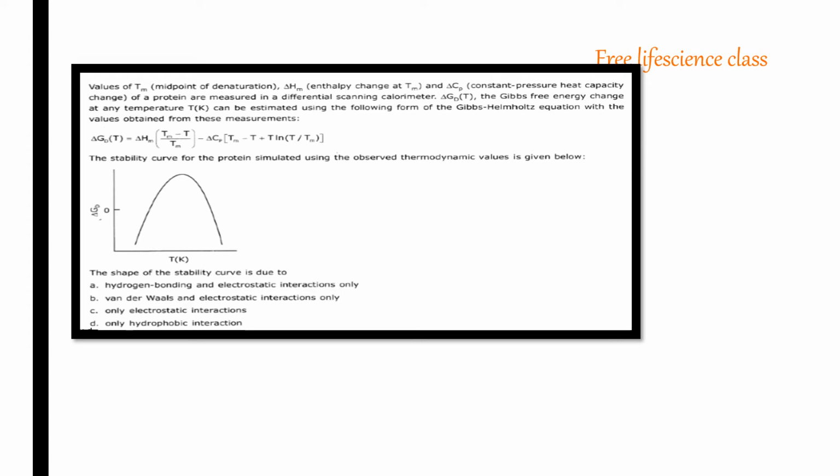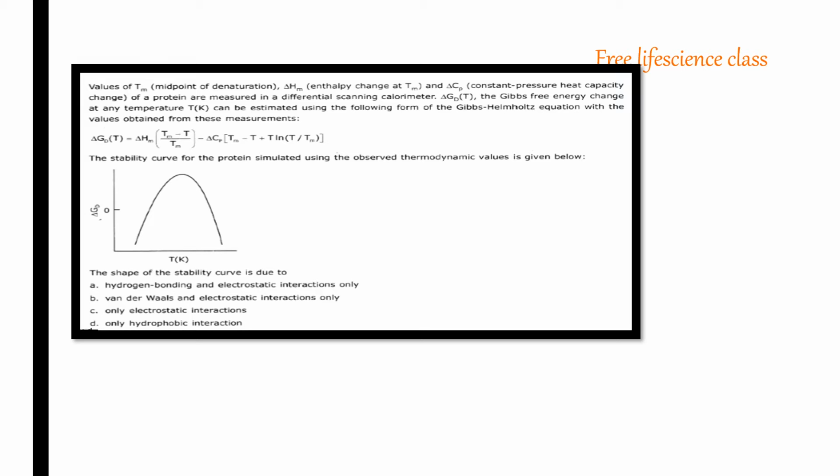Values of Tm, delta Hm and delta Cp of a protein are measured in a differential scanning calorimeter, and delta G, the Gibbs free energy change at any temperature, can be estimated using the following form of the Gibbs-Helmholtz equation with the values obtained from these measurements. The equation is provided there. The stability curve for the protein, simulated using the observed thermodynamic values, is given below. So you have to find the correct option for this question.